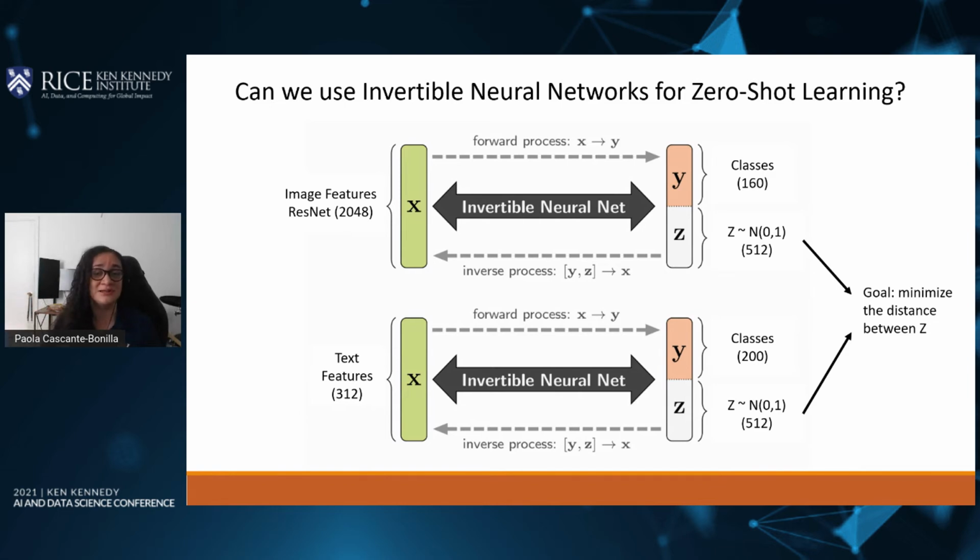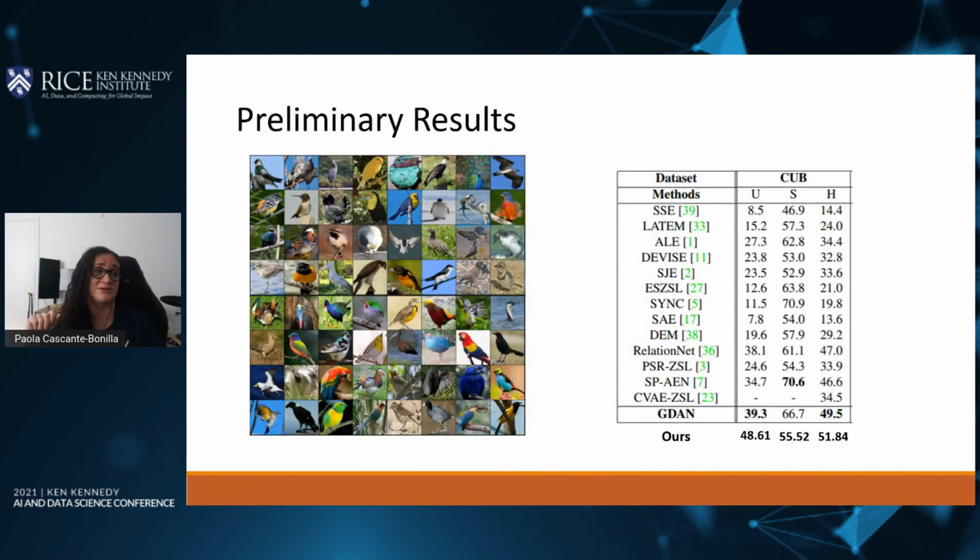So the goal is to minimize the distance between these two spaces by computing a metric loss, like MMD loss, so that the two distributions are really close. And then we basically sample for free a lot of generated features from this to train a classifier, and we actually get pretty good results.